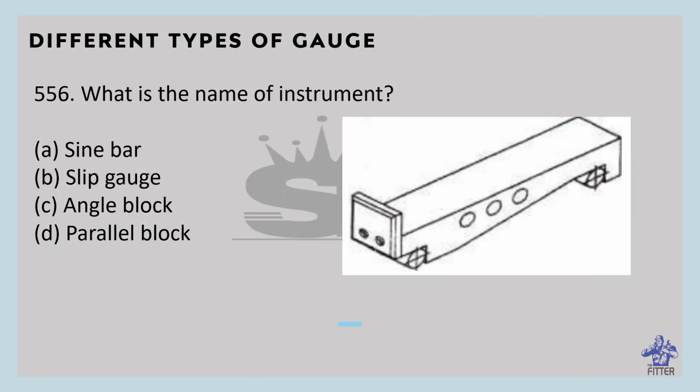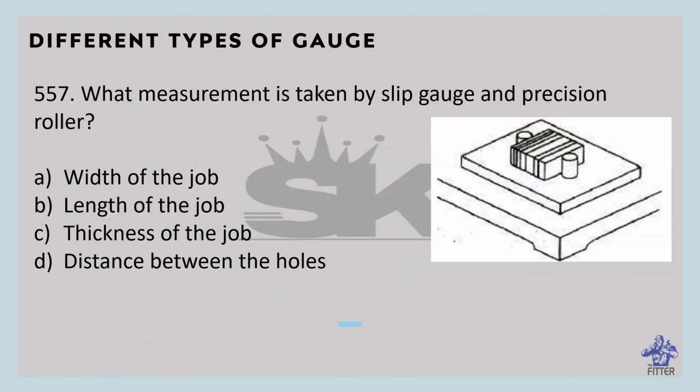What is the name of the instrument? We all know that this is a sine bar. What measurement is taken by slip gauge and precision roller? Here that is the length of the job. Slip gauges are used as standard for length measurement. Slip gauge is also used as an inspection gauge block, for highest precision work, such as grade 1, grade 2, grade 3. Grade 0 is used for tool room inspection, as we have discussed in the previous slides.